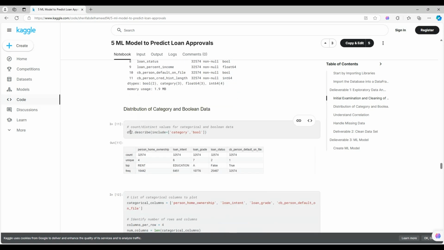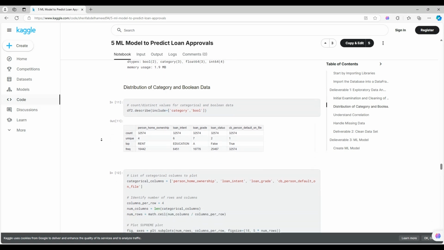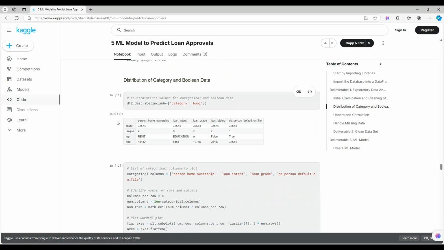Using the df2 that we created after dealing with the implausible values, we would like to describe the category and Boolean values, just so we see that there's a difference between using the describe function on numerical columns and using it on the category and Boolean columns. Here it gives us the count, the unique number of entries, the top entry, and the frequency of each.